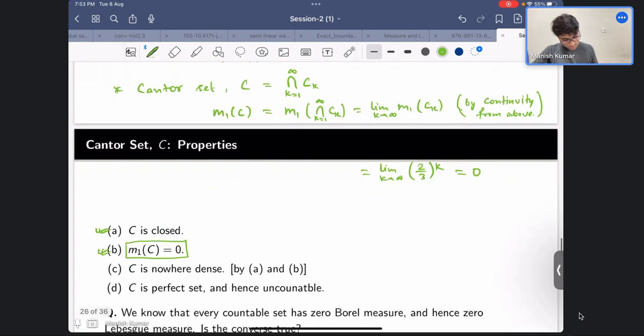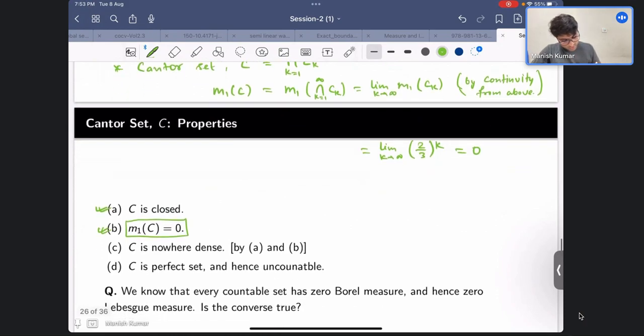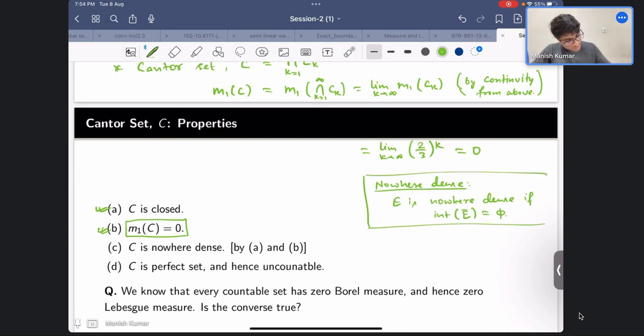See this property first, that C is nowhere dense. Do you know the meaning of nowhere dense? Yeah, the closure has empty interior. So E is nowhere dense if the interior of the closure of E is phi, right? This is what it means.